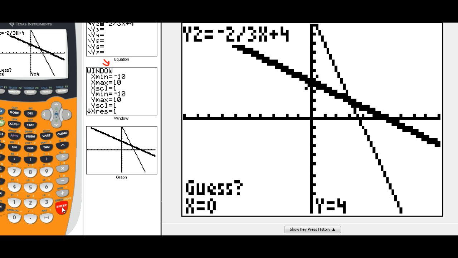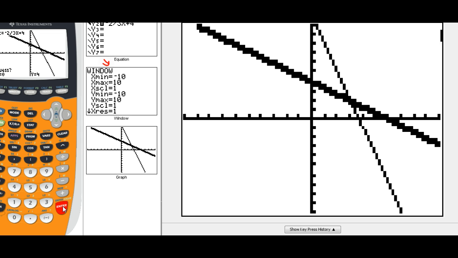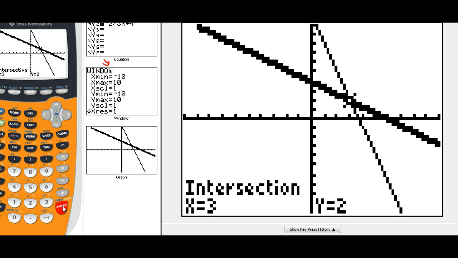Do I want to make a guess? As you go along in your high school math career, you're going to get curves and lines and all sorts of neat little diagrams that have more than one point of intersection. Well, this system only has one point of intersection, so we don't have to make a guess. We just have to press enter again because there's only one point of intersection. And it now tells us that point of intersection is x is 3, y is 2. All right, you can see the cursor blinking at the point of intersection. X is 3, y is 2.